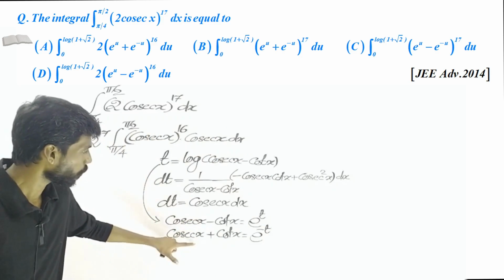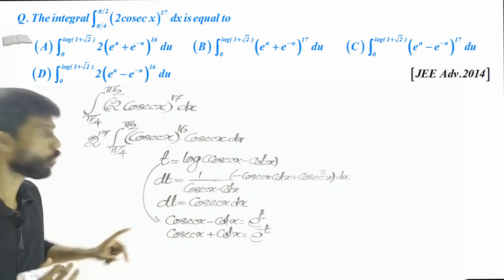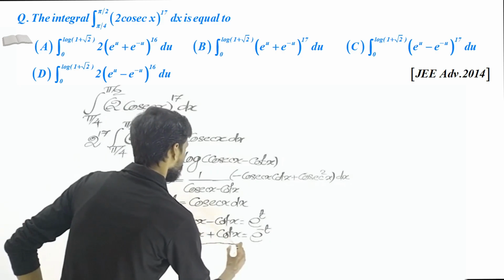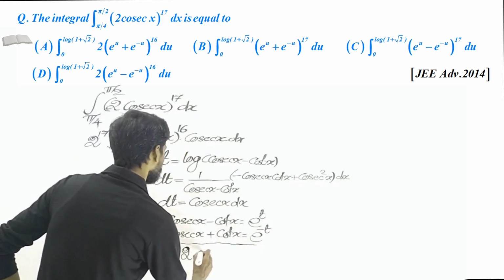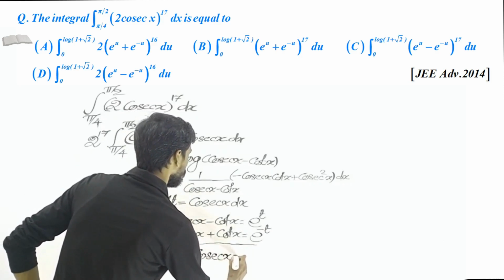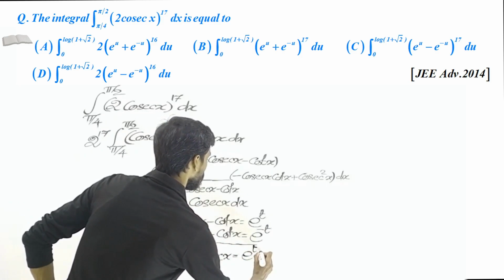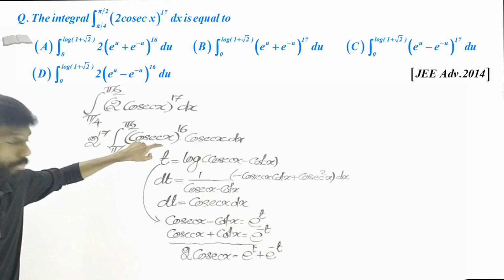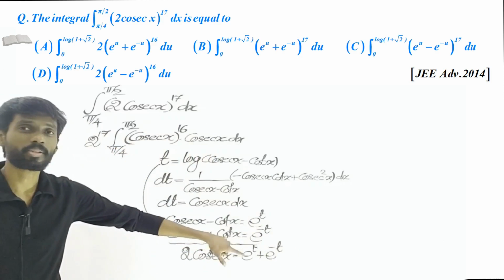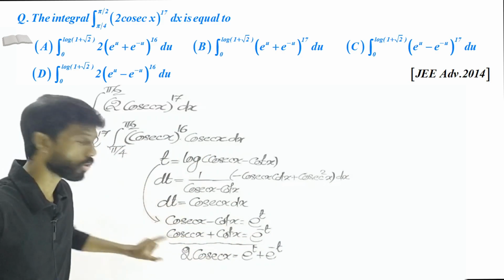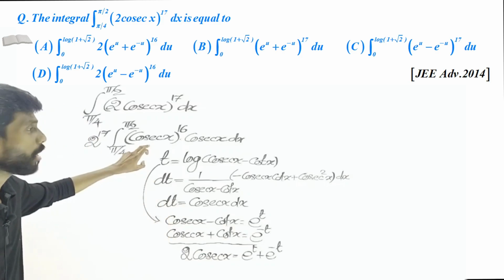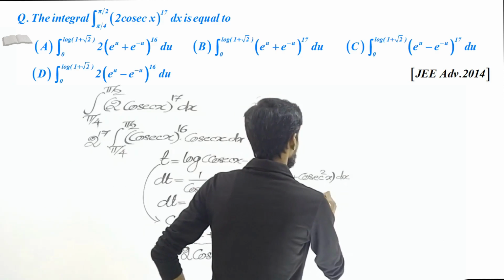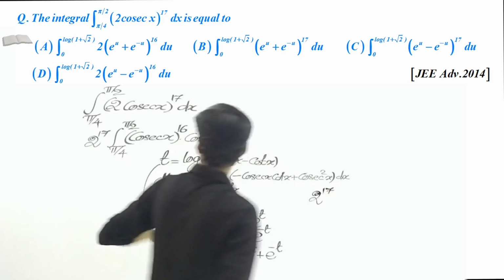So we've got these two relations. Now you simply add these two and we will get cosecant x, because that's what we need. If you add these two expressions, we'll get 2 cosecant x equals e to the power t plus e to the power minus t. So in place of cosecant x, we can substitute e to the power t plus e to the power minus t divided by 2. That's why we're doing all this. So let us do this substitution, and we will get our required answer directly, right? So we'll get the answer with 2 to the power 17.